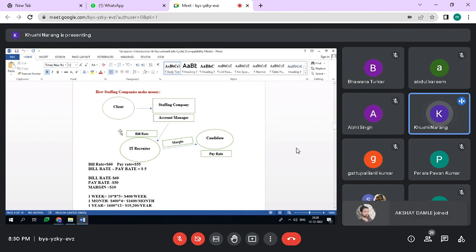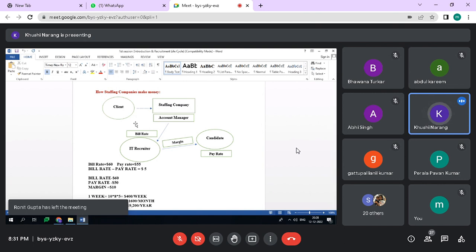So here we have three terminologies as well. First is bill rate. Bill rate is what we get from the client, jo client de raha hai, right? Pay rate is what we give to the candidate, which you as a recruiter are going to give. Whereas the margin is the difference between the bill rate and the pay rate. So that's why you need to do negotiation while you are talking with the candidate. You can't directly give the same rate to the candidate which is given to you by the client. You need to do some negotiation, and this will help you earn incentives out of it.